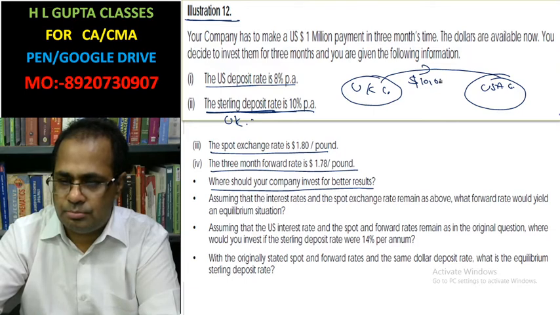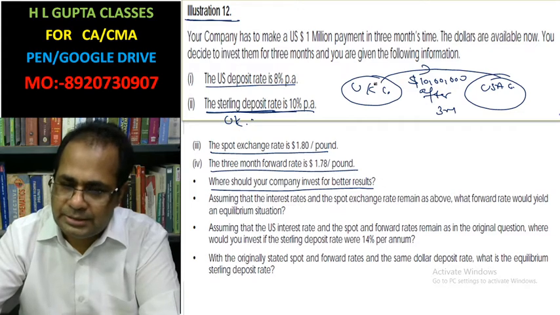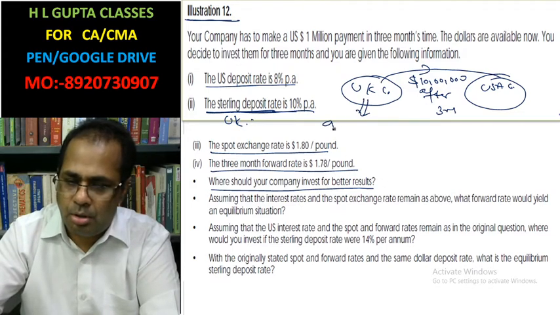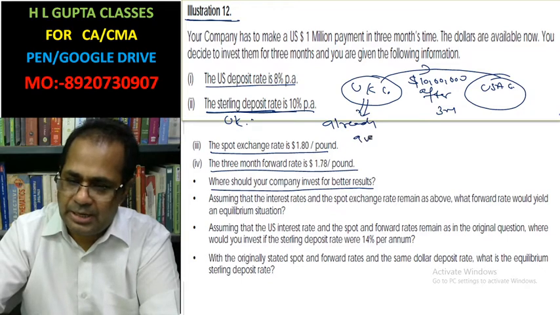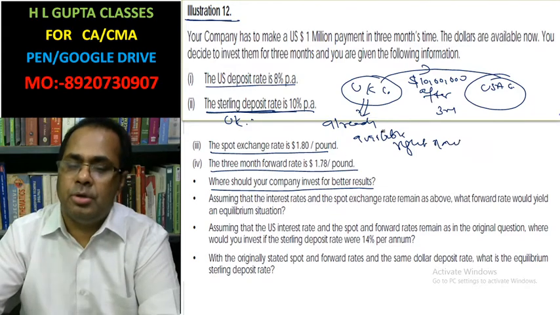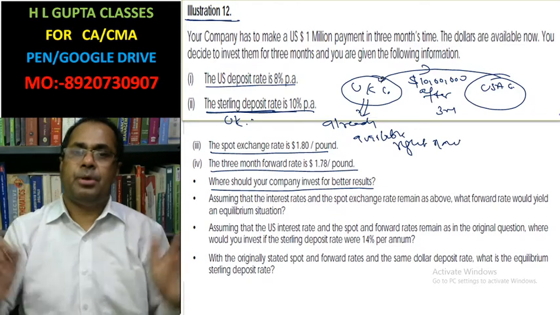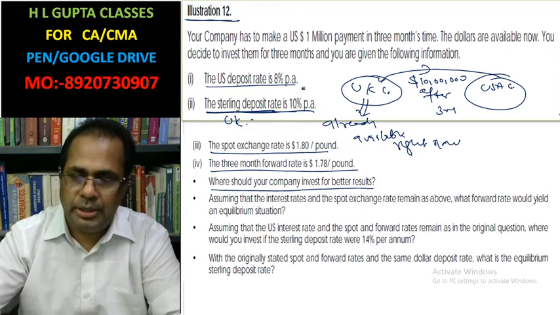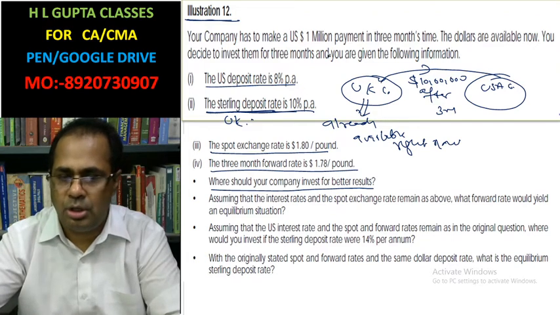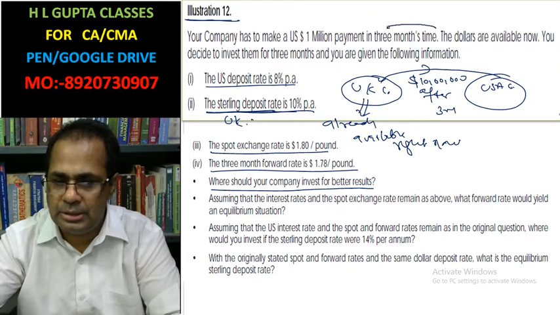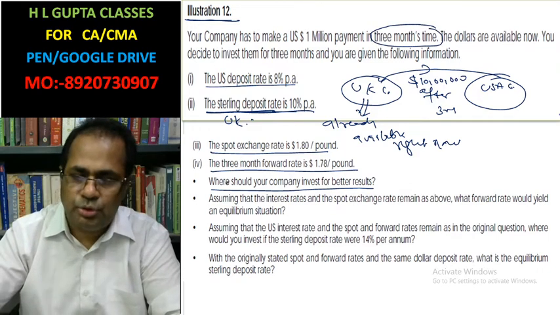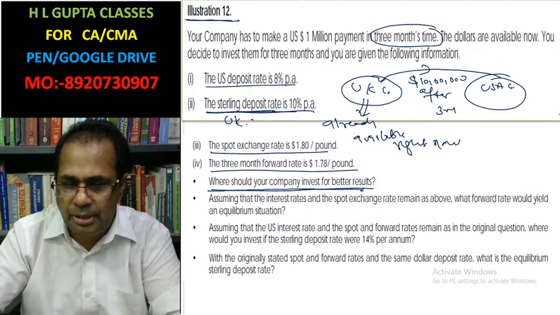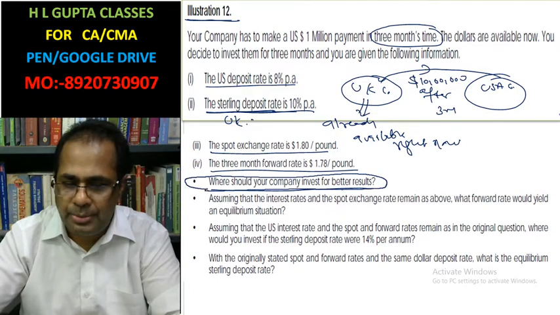dollar 10 lakh after 3 months. This money is already available right now. This company wants to invest the same amount either in USA or in UK for 3 months. The time period is 3 months. Then it is asking you, where should your company invest for the better result?